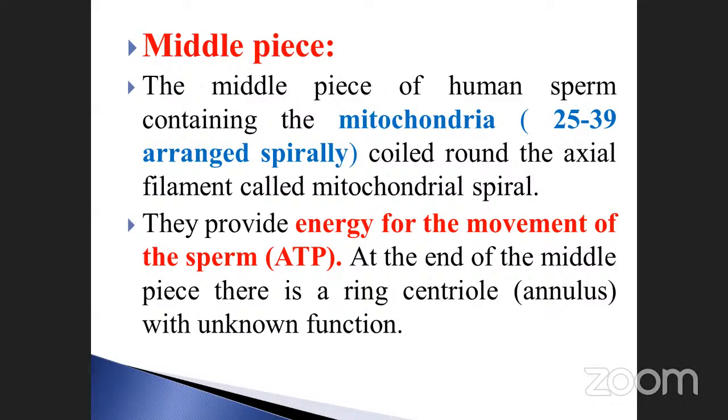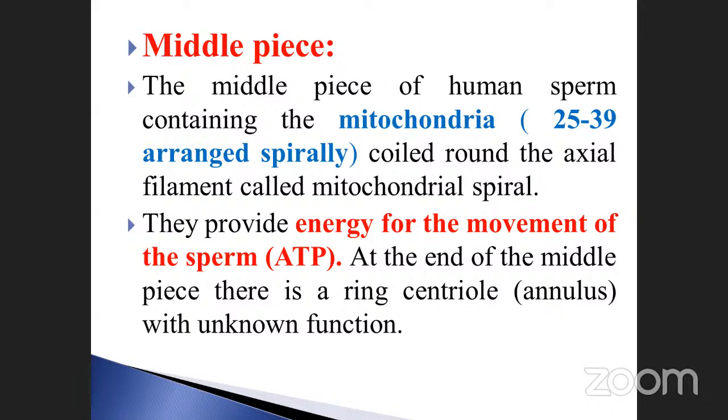How many? 25 to 39 arranged spirally. How many mitochondria are arranged in a spiral manner? So 25 to 39. Sometimes they ask the question, maximum 40. But you have to mention exactly, 25 to 39, arranged in a spiral manner. Spirally arranged, coiled around the axial filament, called the mitochondrial spiral.